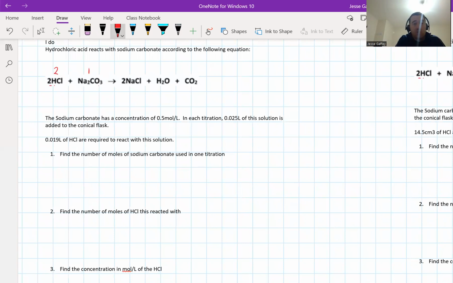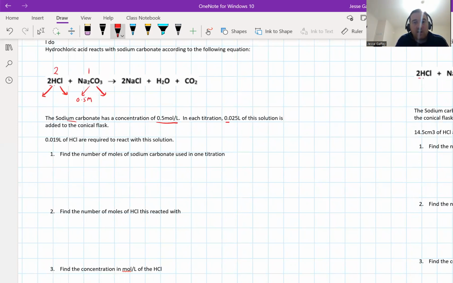Now, I always ask my students to draw 2 arrows here and here, and here and here, to put some important information on. Okay. So it says here, hydrochloric acid reacts with the sodium carbonate according to this equation. Sodium carbonate has a concentration of 0.5 moles per liter. Okay, so sodium carbonate is this one here. So I'm going to write that here, 0.5 molar.